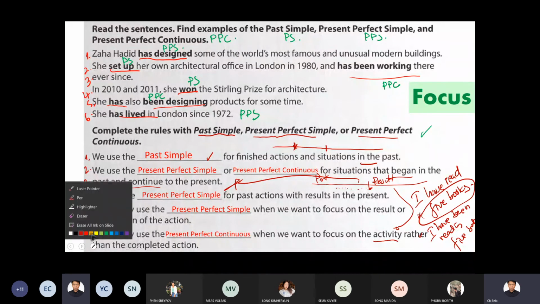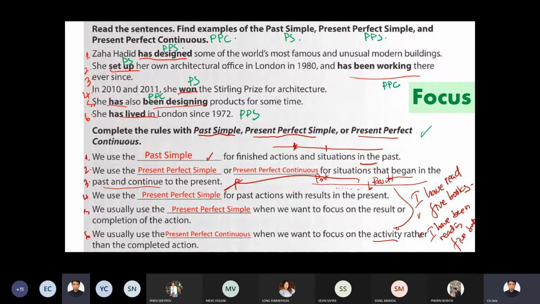Sipo? Yeah, teacher. From this one, you focus on the result. So that's why you use present perfect simple. But when you use present perfect continuous, you say, I have been reading 5 books. You focus on the activity rather than the result. And when you use present perfect continuous here, you just give the meaning that you focus on the activities, and maybe the 5 books here you have not yet completed. Not 100% sure. But when you say number 5 here, you want to focus on the result or the completion of the action, meaning that you already completed the action of reading. Okay? That is the difference.